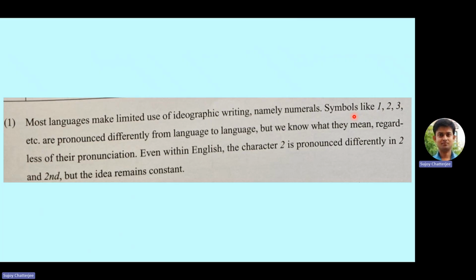So as I said earlier, two is called two in English, it's called do in Hindi, it is called dui in Bengali, and so on. So the pronunciation is different from language to language, but the meaning remains the same. Even within English, the character 2 is pronounced differently in "to" and "second". So see, it's "to", it's "second", but the idea remains the same. It's something related to the numeral two. The idea remains constant. So this is the first point.